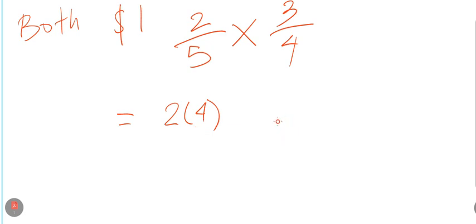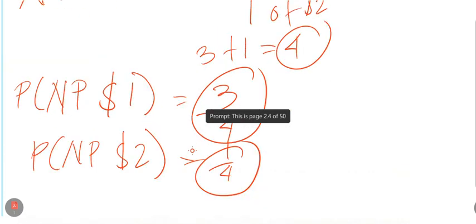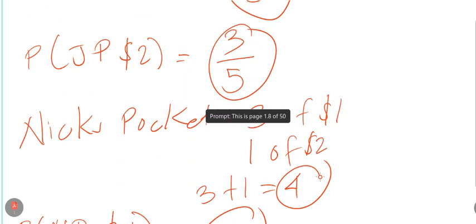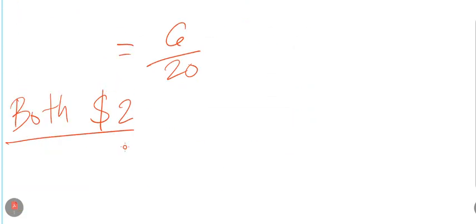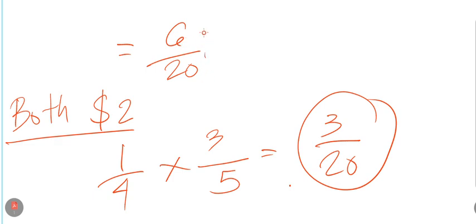So that's 6 out of 20. Now moving on to the next one: both $2. For John it's 3 out of 5 and for Nick it's 1 out of 4. Multiplying, that gives us 3 out of 20. Okay, so we have all the answers for both of them.